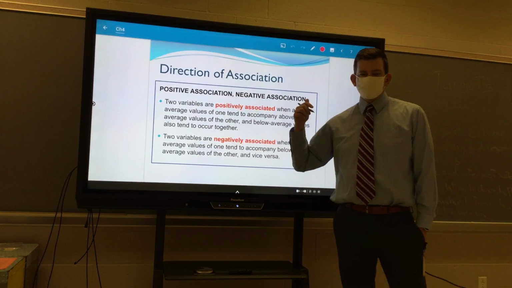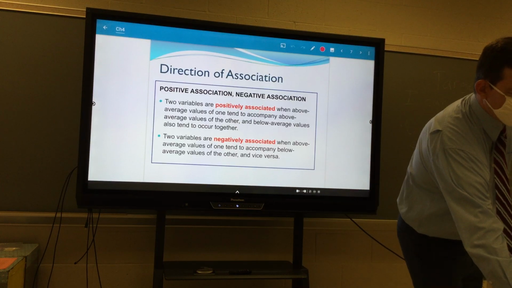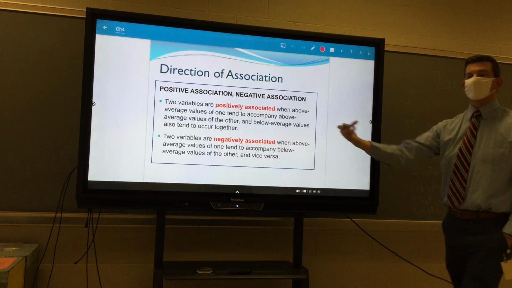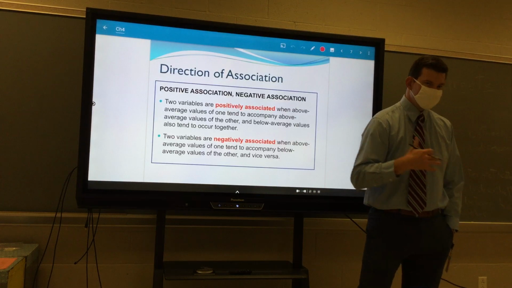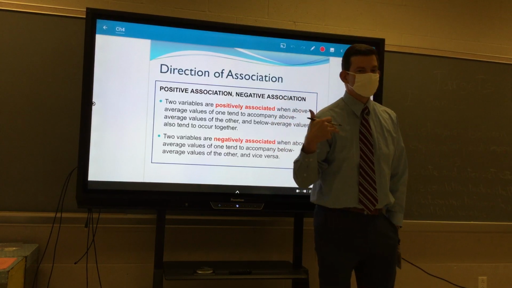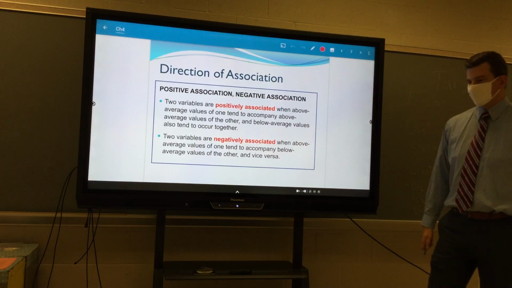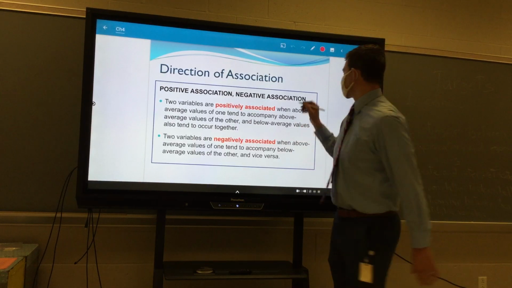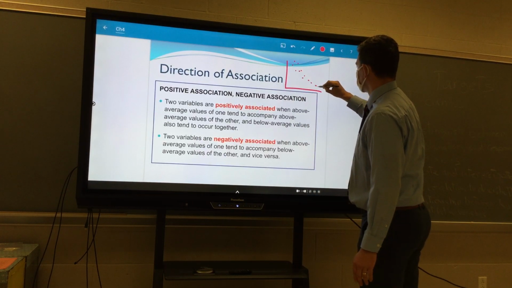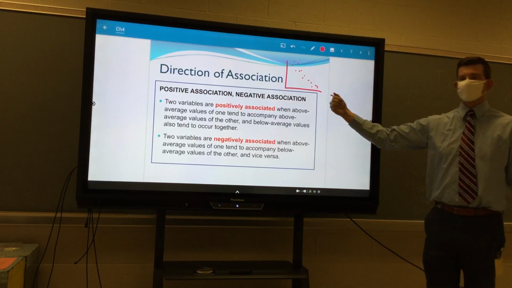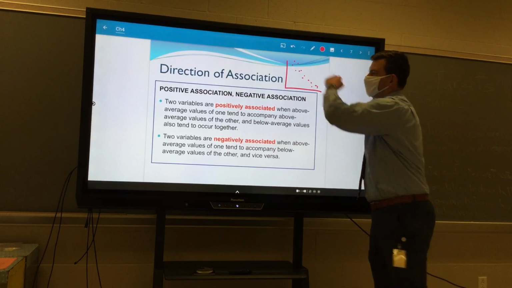Now, the direction of the association we refer to as either positive or negative. If two things are positively associated, we saw that with the backpacking example. The higher the hiker's body weight, in general, the more weight that hiker could carry. You could also have a negative relationship, where here's your scatter plot: the higher this X value, the lower this Y value.